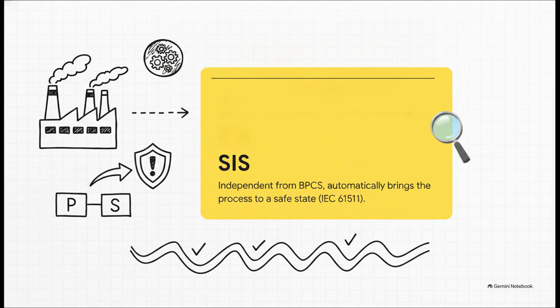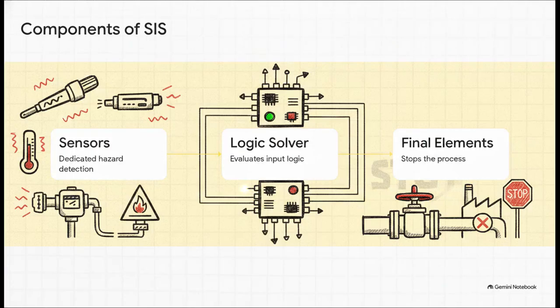Think of it as a vigilant, untouched watchdog. Even if your main plant controller completely crashes, this independent system will automatically step in and force the process into a safe state. The architecture of an SIS is actually incredibly simple, which is exactly what makes it so reliable. It only has 3 main components. First, dedicated sensors that are purely there to detect hazards. Second, the logic solver, which is usually a safety PLC that decides what action to take. And third, the final elements, like those massive shutoff valves, which physically stop the process in its tracks.